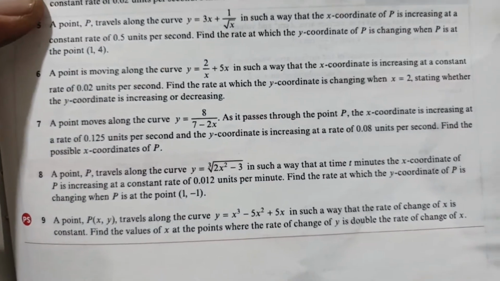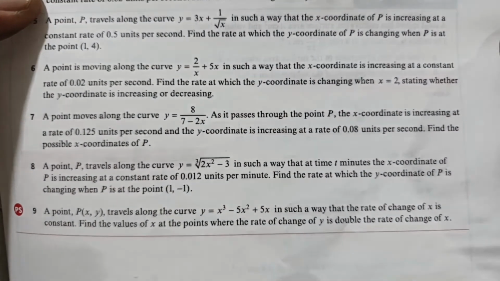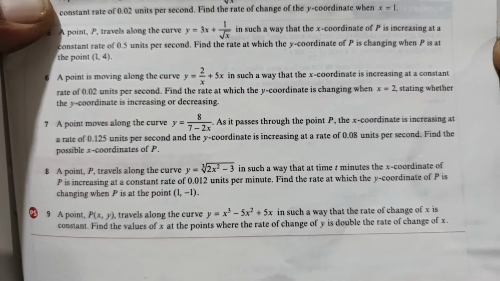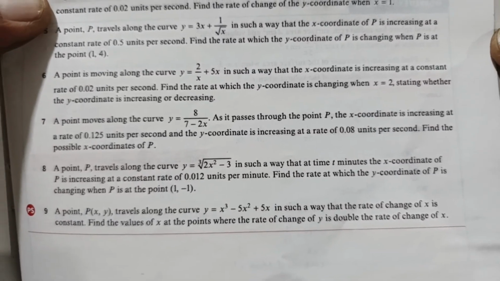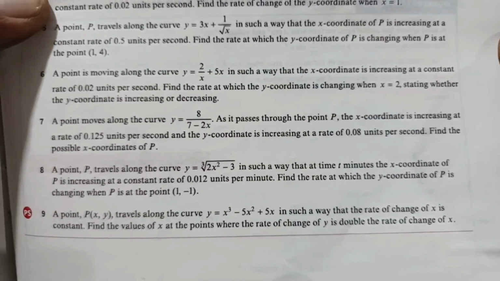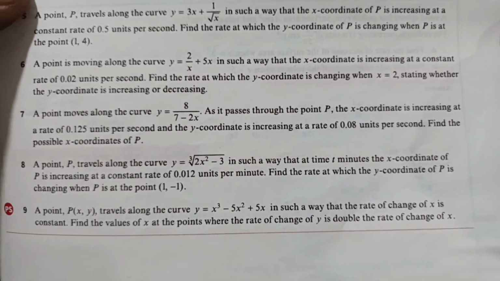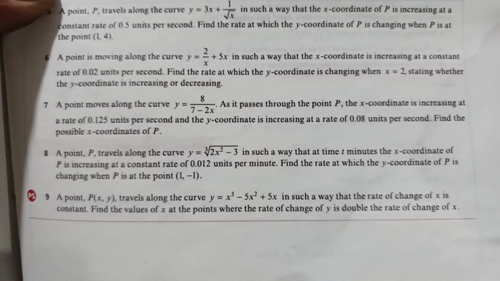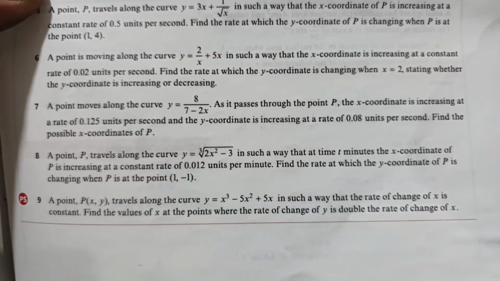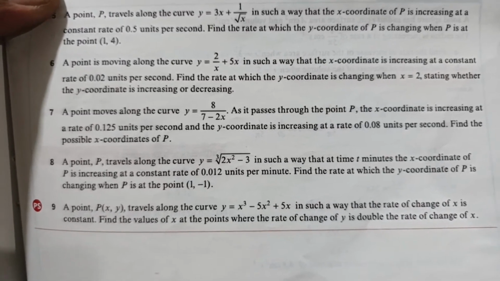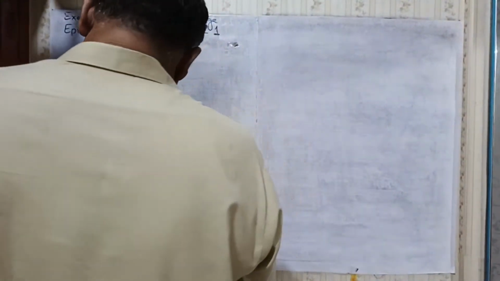Let me show you here. Question number 7. A point moves along the curve y is equal to 8 divided by 7 minus 2x. As it passes through the point P, the x coordinate is increasing at a rate of 0.125 units per second, and the y coordinate is increasing at a rate of 0.08 units per second. Find the possible x coordinates of P. Question number 7.